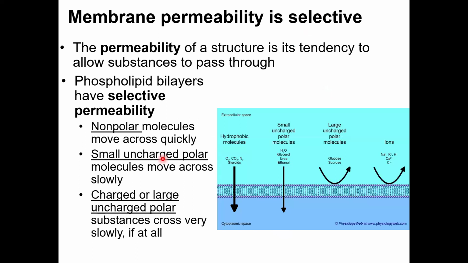So now one thing about the membrane is that it has selective permeability, which means that it has a tendency of allowing certain substances to pass through. With phospholipid bilayers, the hydrophobic, or nonpolar, molecules move across quickly. Small uncharged ones can also cross, but a bit slower. But large polar ones, or ions, cross very, very slowly, if they even get through the membrane itself.